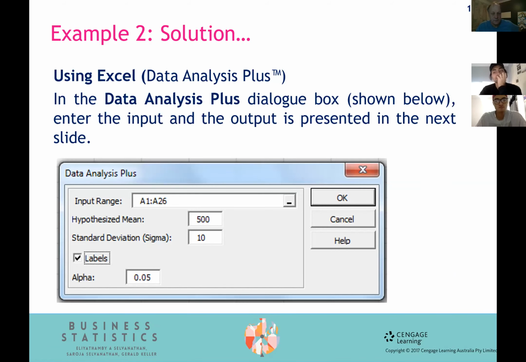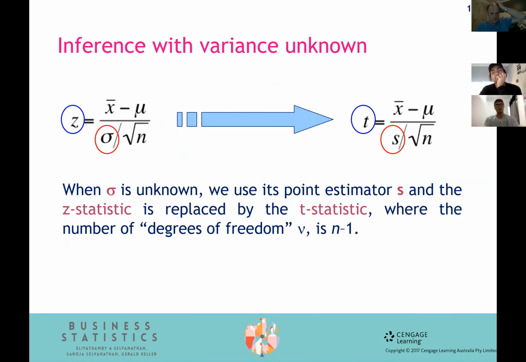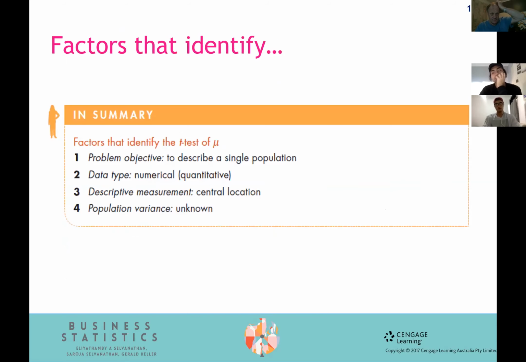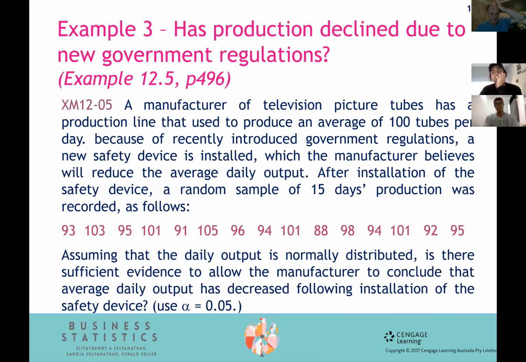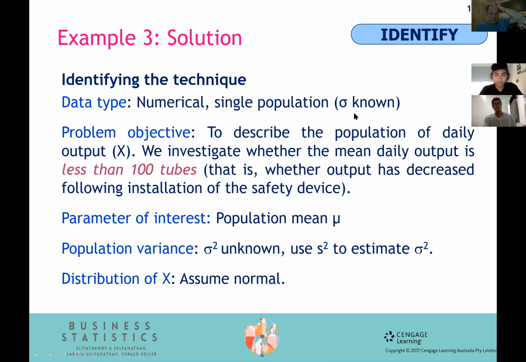This is the exact example that we've done, so let's work through it. Data type: numerical, single population. So how do you know which test to do? Well, it's numerical. Can I do this for nominal data? No, it's got to be numerical. Am I dealing with one population? Yes, one population.